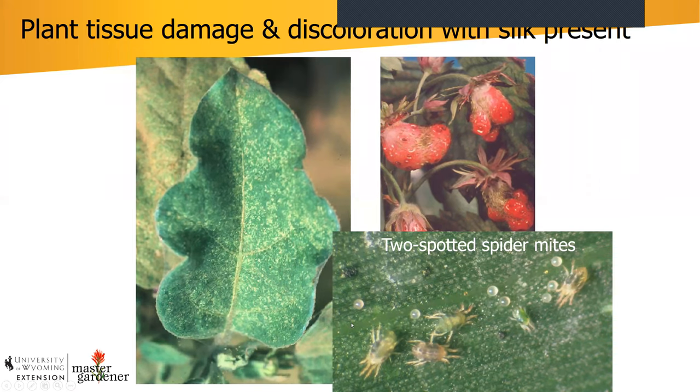One of the ones that's notorious for that is the old product called Sevin, where the active ingredient is called carbaryl. And it can kill things like minute pirate bugs, which are big-time predators of spider mites, and not kill the spider mites itself. And so then you get what's called a flare, and they'll cause a real problem there.